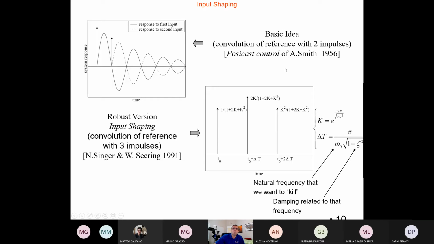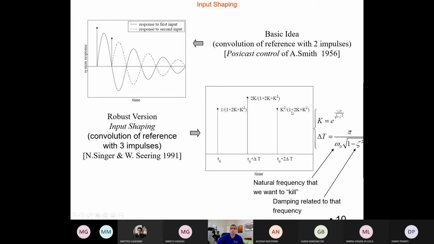Instead, you do a convolution with two or more impulses. You can have more than one. The original one, again, no demonstration here, that you see in literature is with 2. Then there is a more robust version that has been proposed that has 3 impulses.